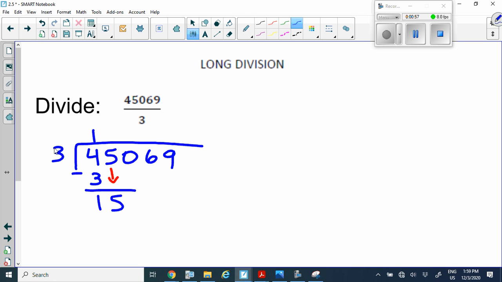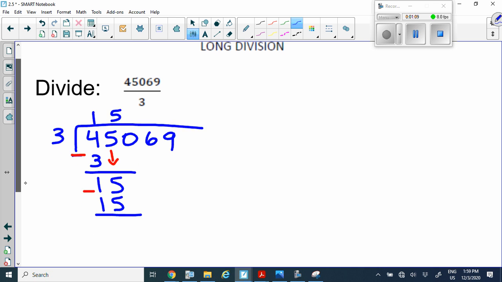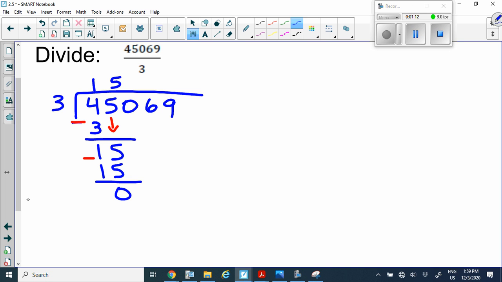Now how many times does 3 go into 15? 5 times. I'm going to put that above. So I have now 15. Now notice that I will subtract the numbers. Okay. So 15 minus 15, that gives me 0. And so then I bring down the next number. Okay. So now from here, we need to make sure we notice that we have 2 zeros.